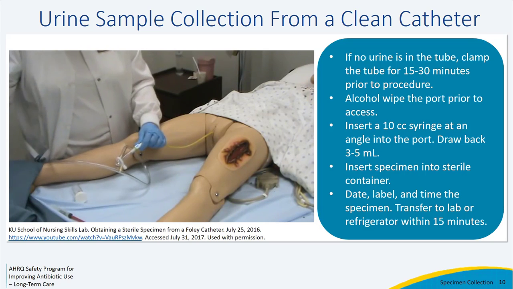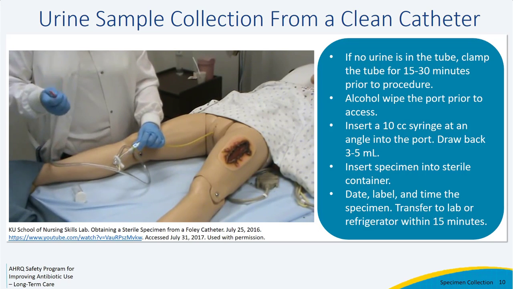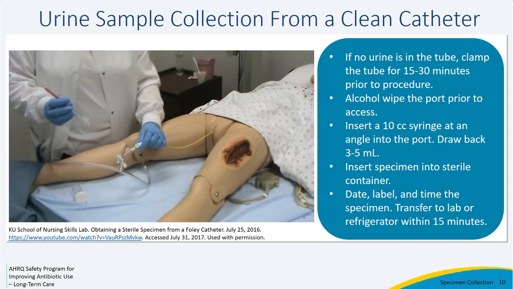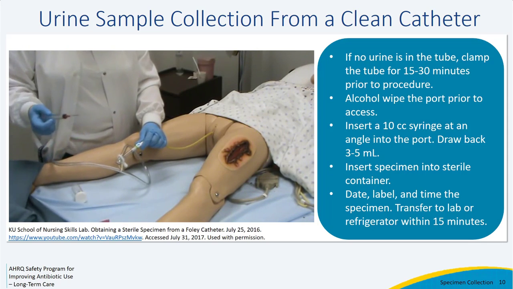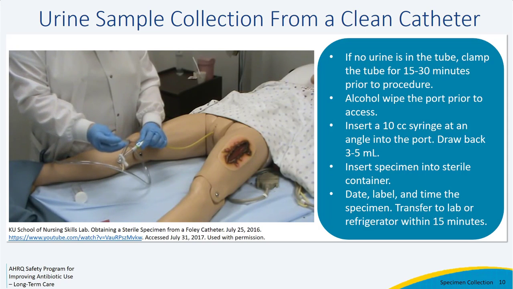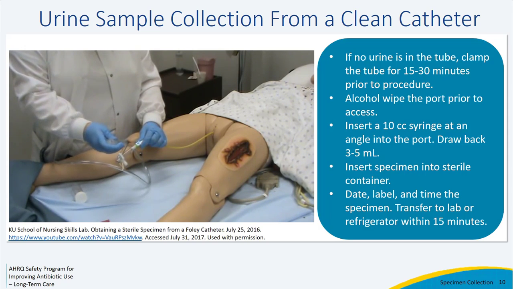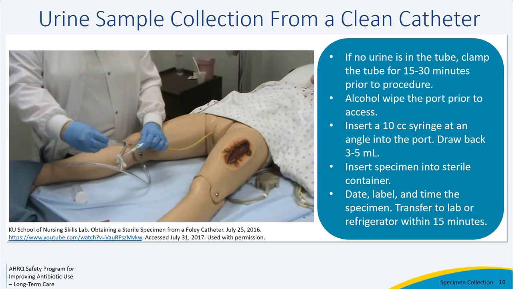Circular motions. Let it air dry for a minute. And take a 10 cc syringe with a 25 gauge needle on it. You want to then be able to insert, I'm using a larger needle at this point so you can visualize it, but you need to insert it in at an angle. Once you get it in at an angle, then you draw back the desired amount. Usually it is 3 to 5 mils.